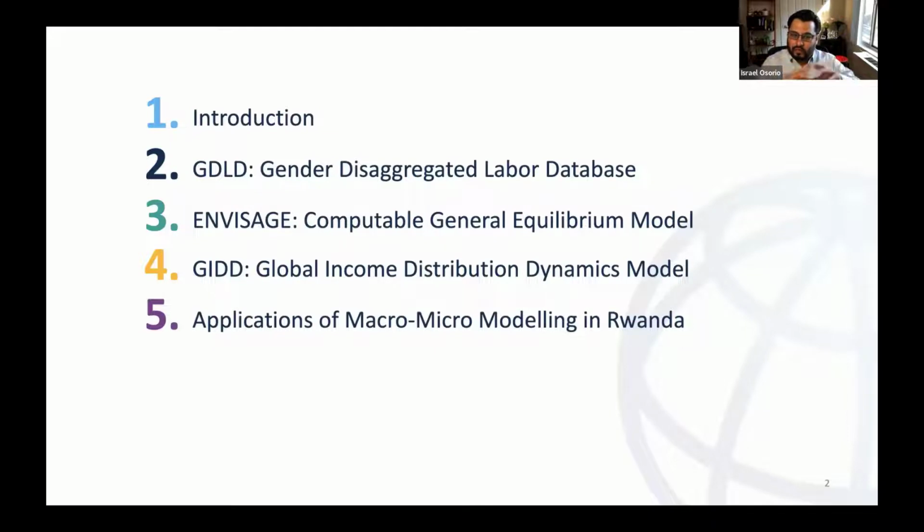I'm going to just briefly explain how we build this model. And we have 3 main components. One is what we call the gender disaggregated labor database. The second is our CGE model, which is the Envisage model that was developed by Dominique van der Mensbrugghe. We have also the micro simulation part, which is the global income distribution dynamics model. I'm going to explain briefly these 3 parts and how they are interrelated. And I'm going to show you later one application that we are working on for the case of Rwanda.